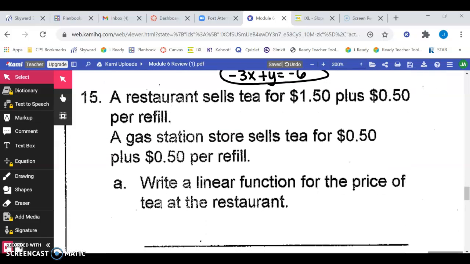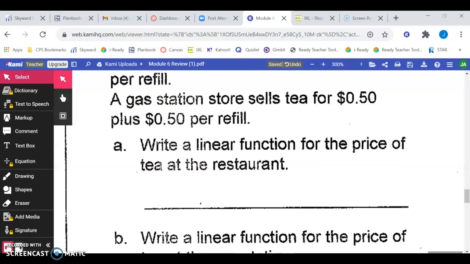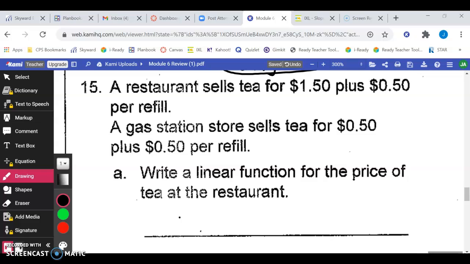Number 15, a restaurant sells tea for $1.50 plus 50 cents per refill. A gas station store sells tea for 50 cents plus 50 cents per refill. So for part A, we have to write a linear function for the price of tea at the restaurant. So that is going to be our y equals. We're going to have to pay 50 cents per refill. So I'm just going to put 0.5 x because we don't know how many refills we'll get. And then we have to pay $1.50 on the first time.